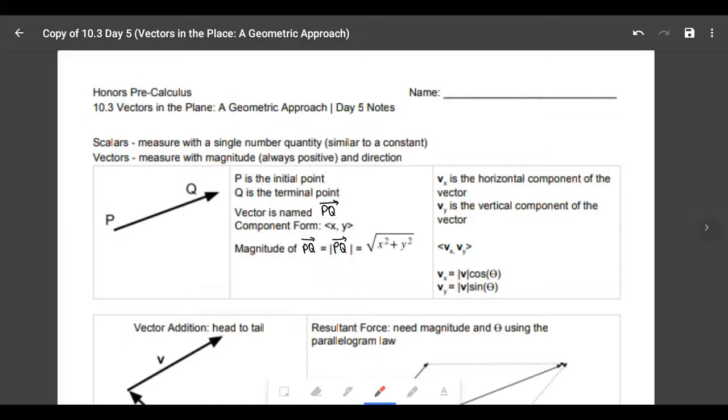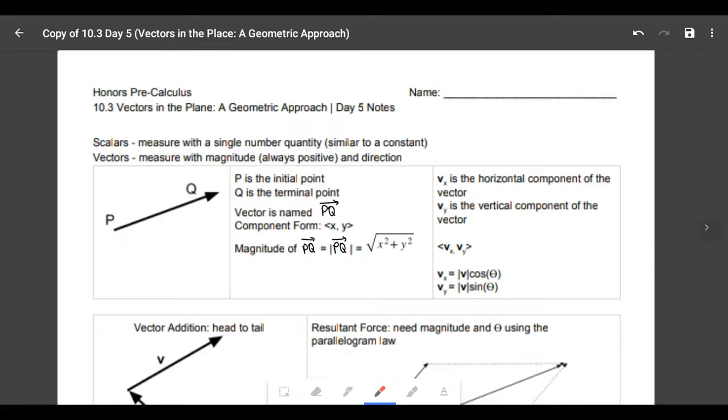Looking at section 10.3, we have two new definitions. First one is scalar. That's just going to be a measure with a singular number quantity. So think of those as our constants. And vectors, these are measurements with magnitude and direction.